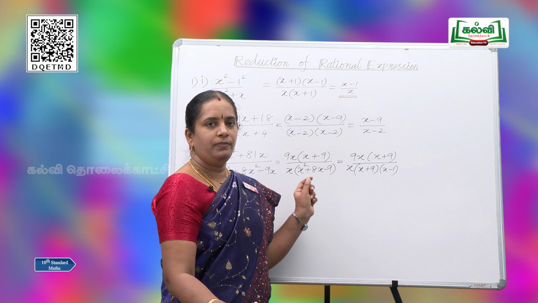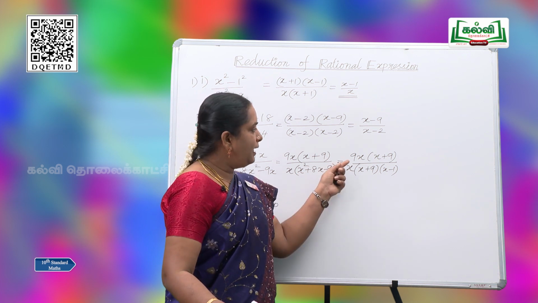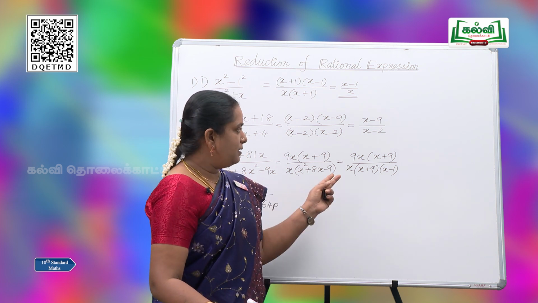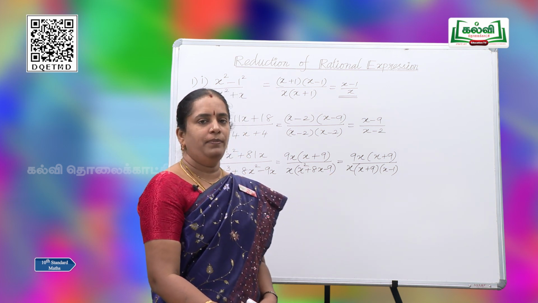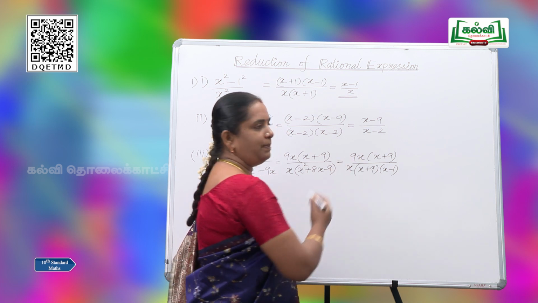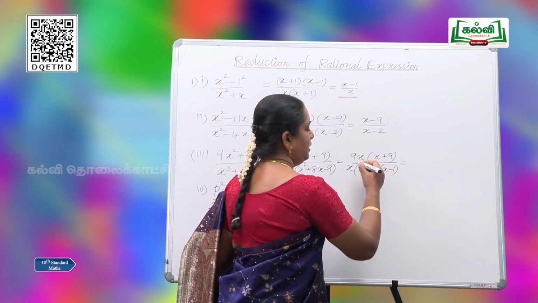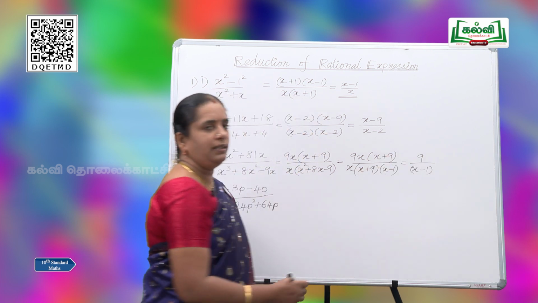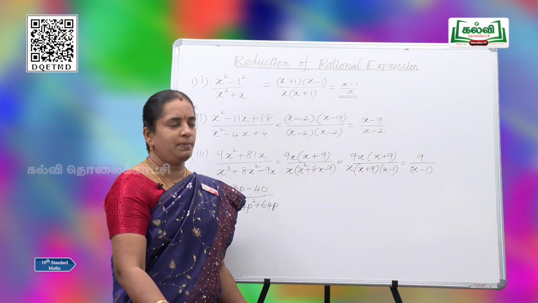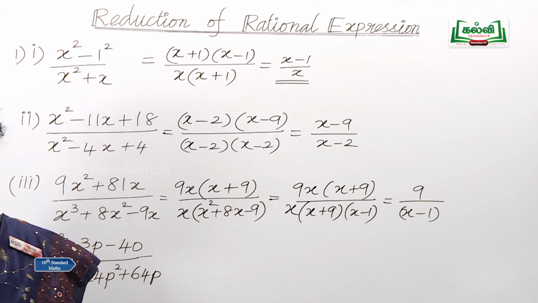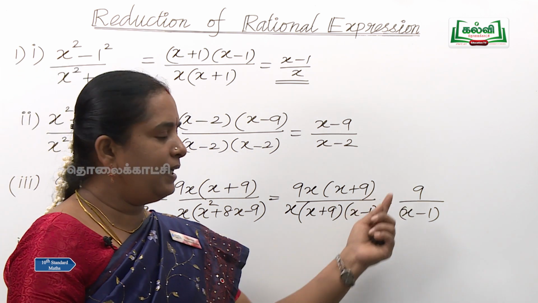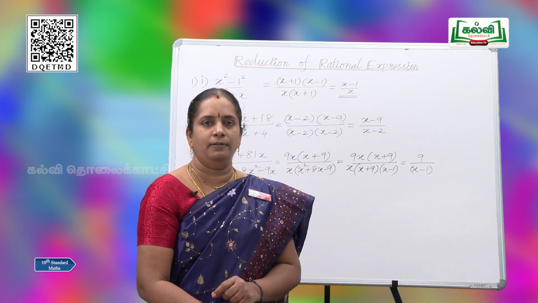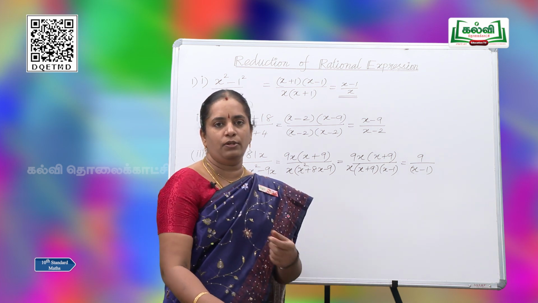Among the numerator and the denominator, x is common and one more term is common. Can you make out? Yes, x plus 9 is also common. So, we can cancel x and x plus 9 and write the remaining terms to reduce the expression. So, we have reduced the expression as 9 by x minus 1. Since 9 and x minus 1 do not have any common factor other than 1, we can say that this is in the reduced form.